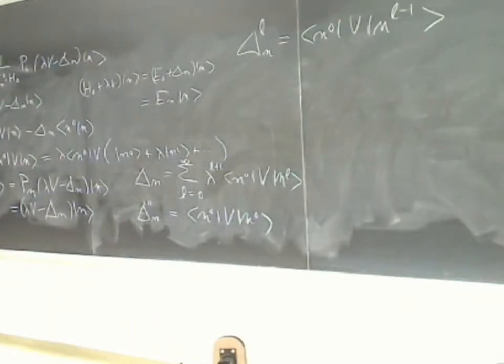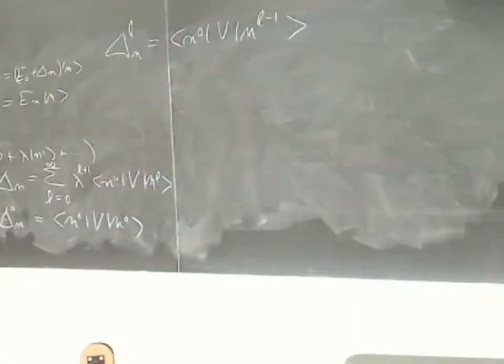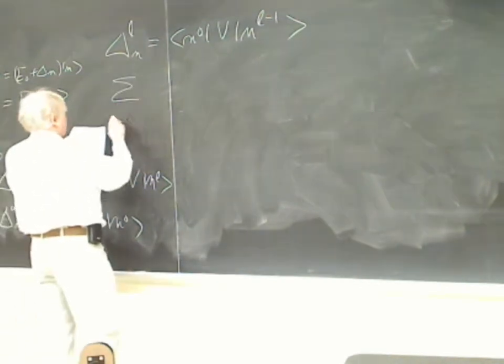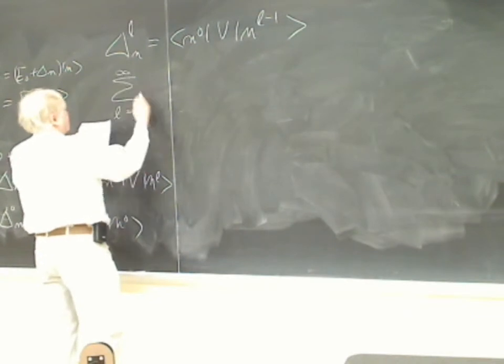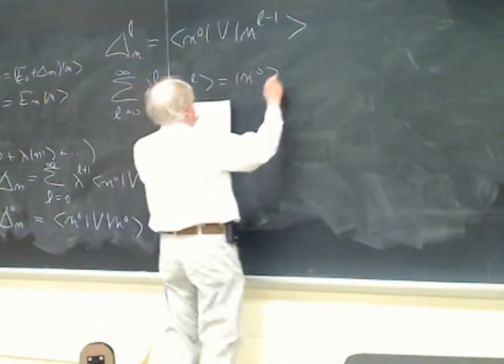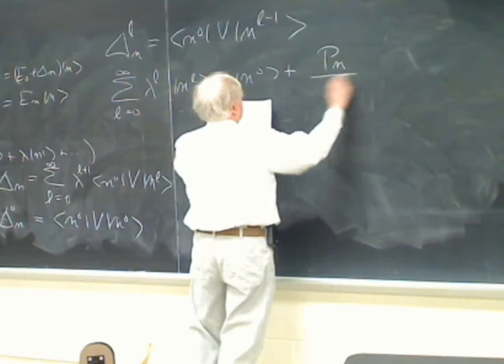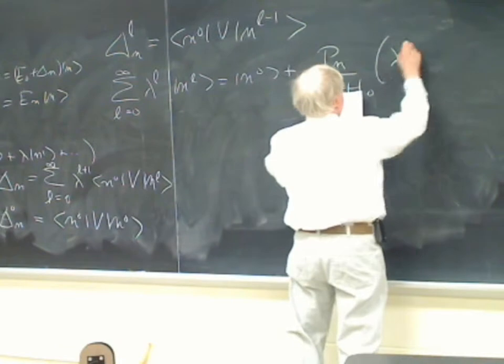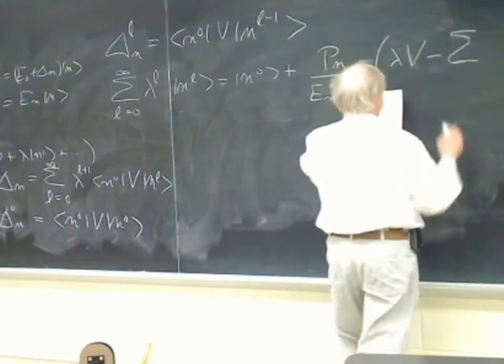Okay. Now, what we want to do is substitute this expansion here and that expansion into our eigenvector equation here. And when we do, what we get is a sum, say L equals 0 to infinity, lambda to the L, and L equals n0 plus Pn over En0 minus H0, lambda V minus a sum.